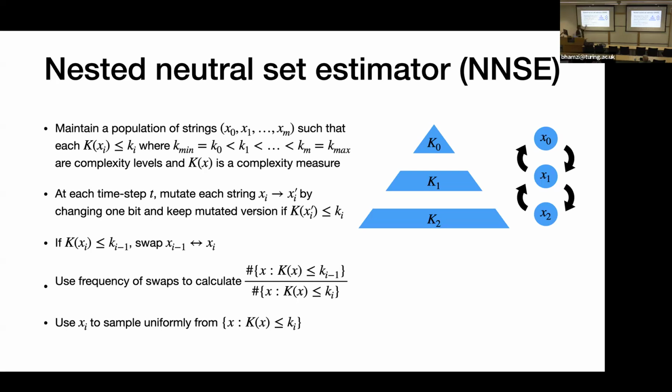So you can use the frequency of swaps to calculate the size of each complexity level, how many strings have complexity at most equal to Ki. You can also record the Xi strings at different points along the run, and this will give you a way of sampling strings at certain complexity levels. The theory says that this should reach a stationary distribution, which is a uniform distribution over every string at that complexity level. It should be an ergodic process, which means that after some amount of time, it's basically a uniform distribution on all strings at every complexity level.